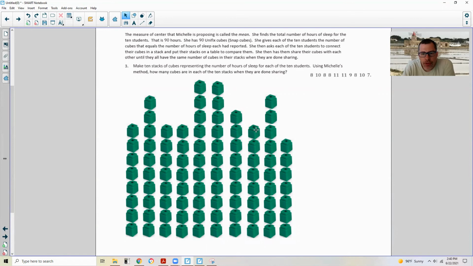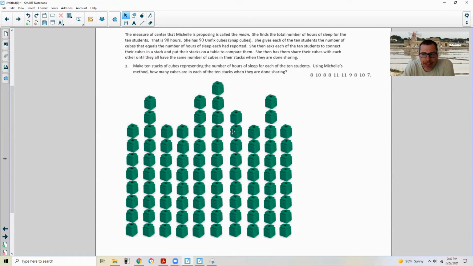Okay, so it says make 10 stacks of cubes representing the number of hours of sleep for each of the 10 students, which is right here. Using Michelle's method, how many cubes are in each of the 10 stacks when they are done sharing? So what you want to do is take the tallest stack, 11, and take one away and fill the shortest stack. So that one's done.